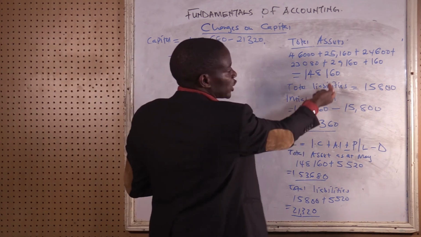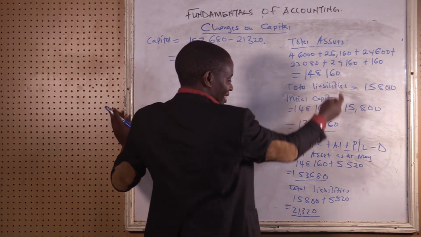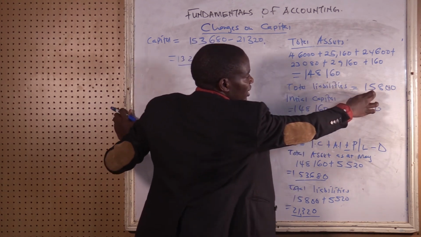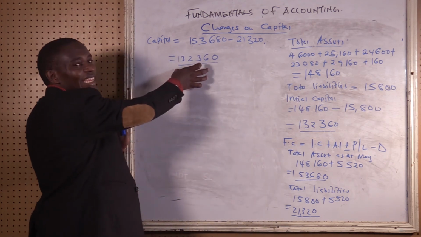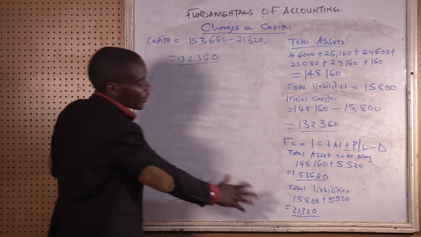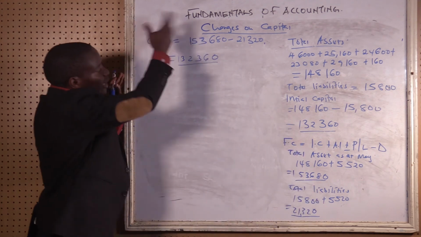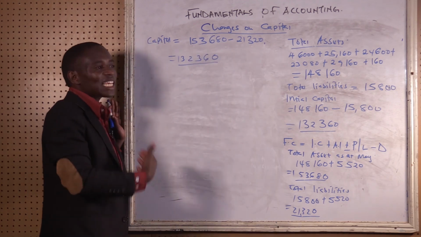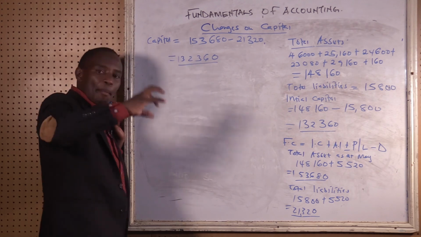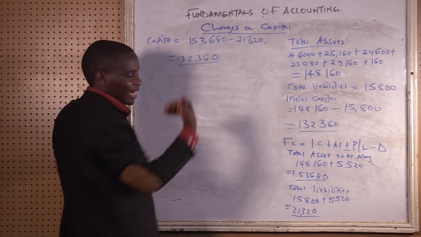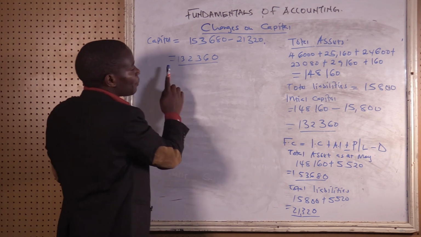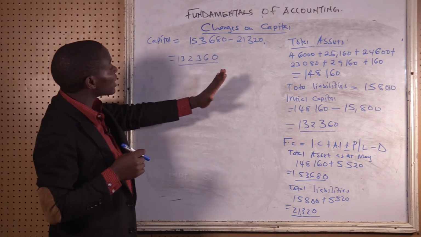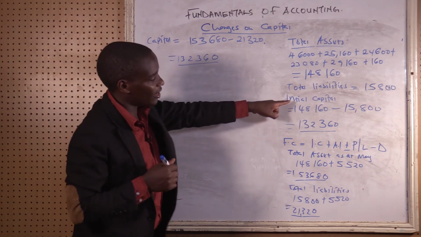Why hasn't it changed? Because the amount that we increased assets with and the amount that we increased liabilities with was the same. So that did not have any effect on the capital. Are you together? I wanted you to see that so that in another example, when you're given such a change of the same amount that is affecting both assets and liabilities, and you're supposed to get the initial capital, you can just ignore the transaction. So we have 132,360. So that is still our initial capital.